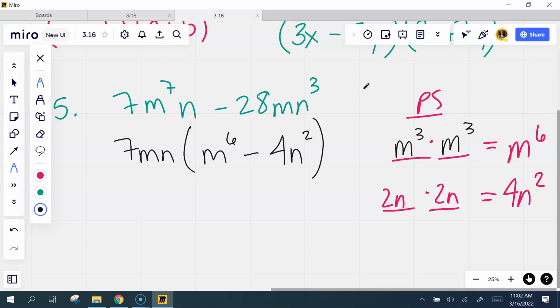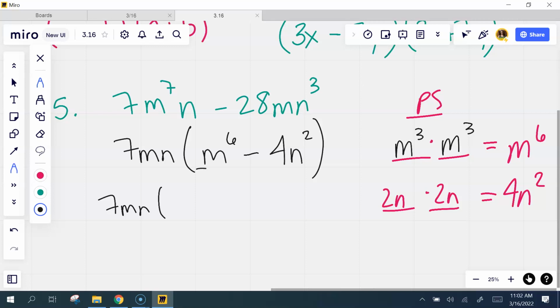What does that equal? Why? You add the exponents. So actually, m to the 6 is a perfect square. In fact, if it's an even exponent, it is a perfect square. So now finish factoring this. We've got the 7mn outside. What's it look like factored?